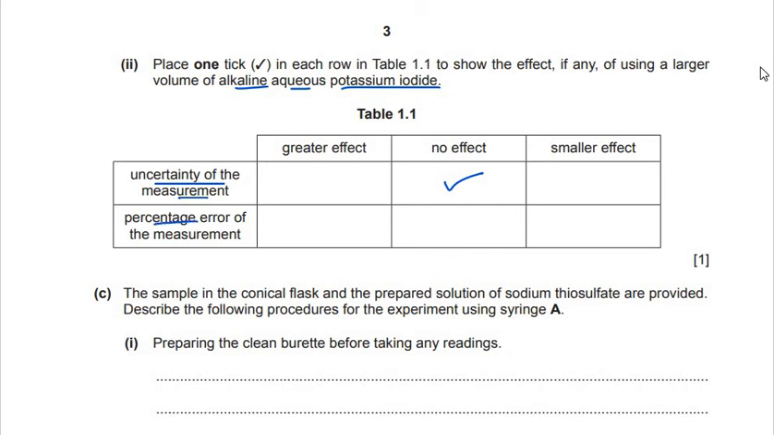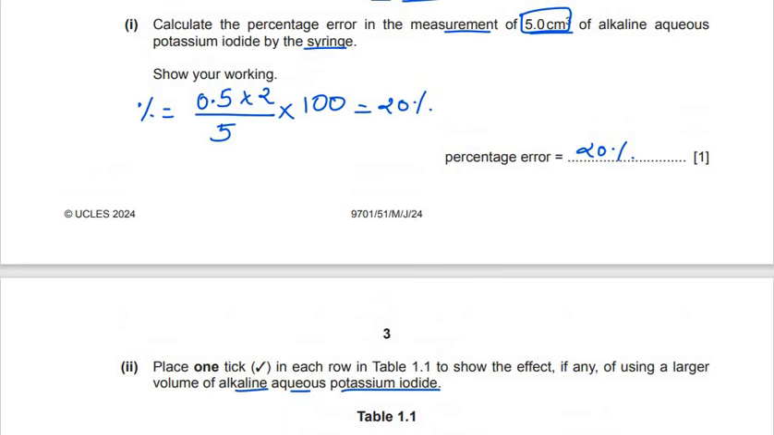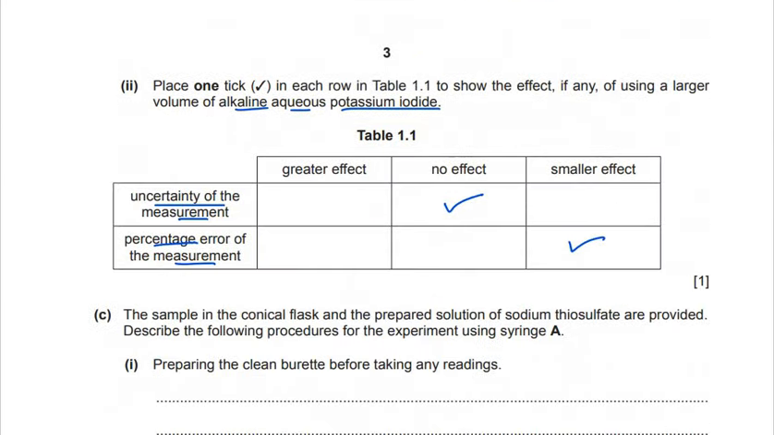But the percentage error, if we calculate it with the greater volume, the percentage error will have a smaller effect. The reason being, we can see here that in the percentage error, we took the volume in the denominator. So if we are taking a greater volume, the denominator becomes greater, and so the overall percentage error becomes smaller. So there will be a smaller effect on the percentage error of the measurement.